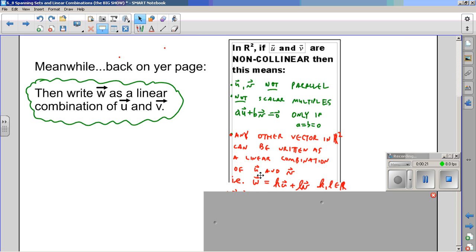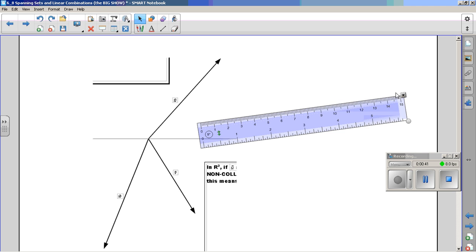If I took any old W that I could think of that's in the same plane as U and V, then I'm going to be able to find values of K and L so that a multiple of U plus a multiple of V gives me this magical vector W that I'm after. Okay? And we're going to actually show that using a specific example back on your page. So we're back on your page.